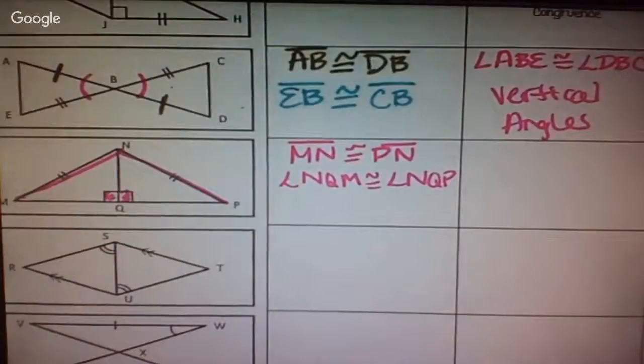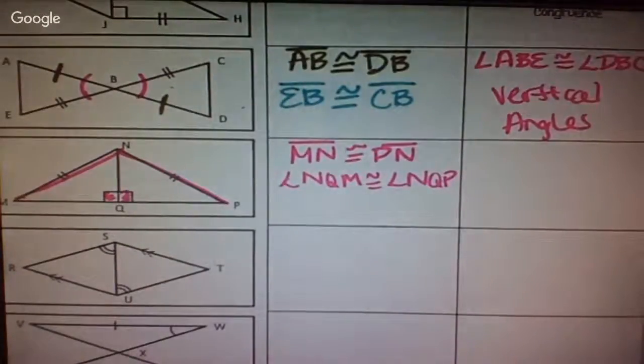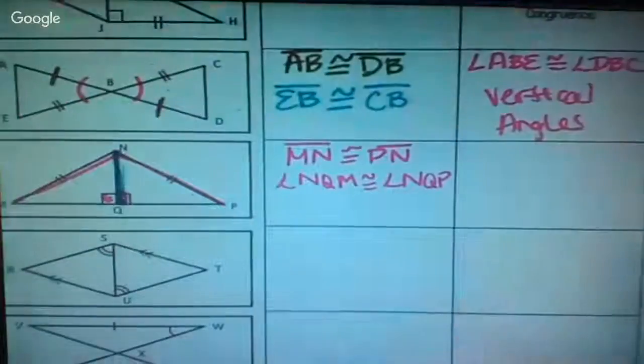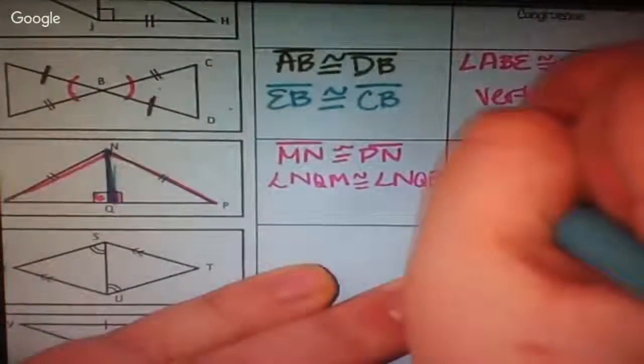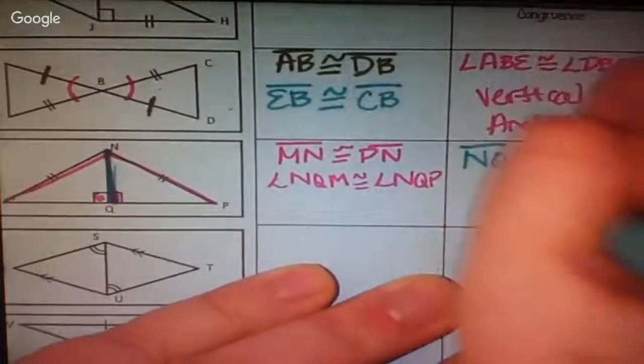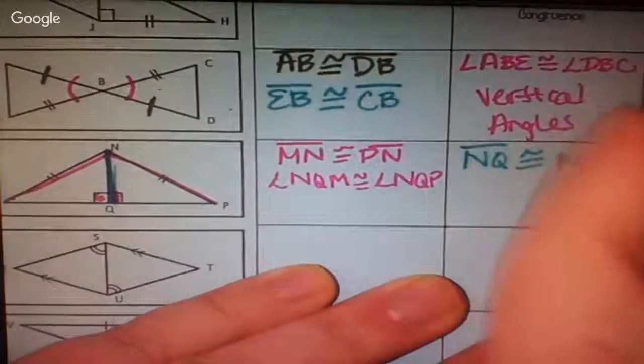Okay, what piece of information do they not tell us that we can assume is the same? Is it a side? NQ. Take a look at my two triangles. They share this line in common. So we can say NQ is congruent to NQ.